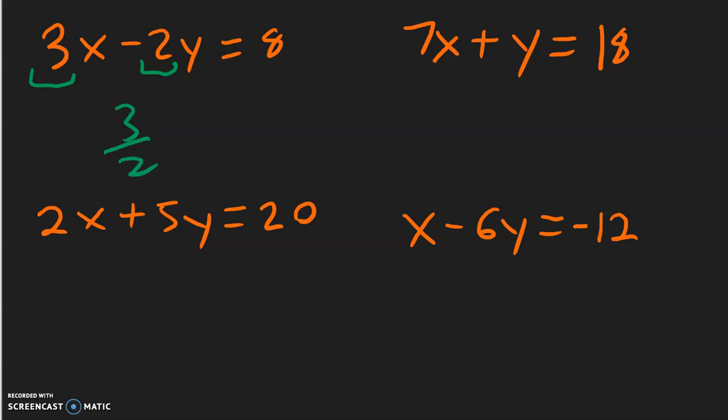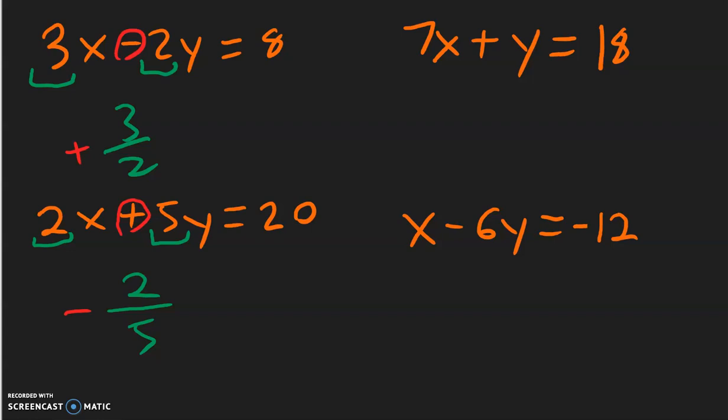And you see this negative changes to positive. For this next example, we see this 2, so 2 will be on the top, and it will be over 5, and this positive changes to negative, so negative 2 over 5.